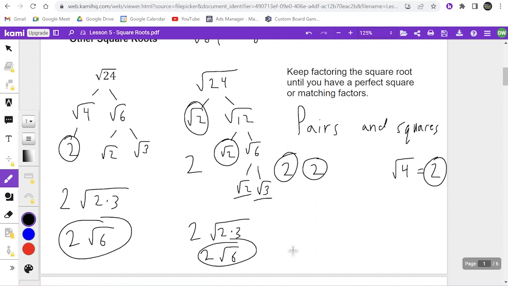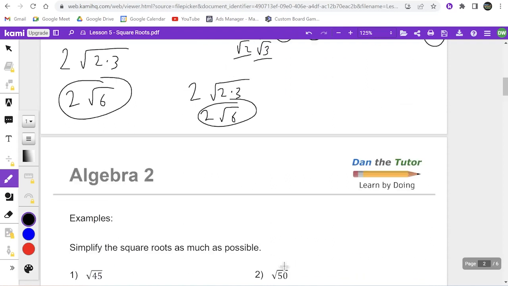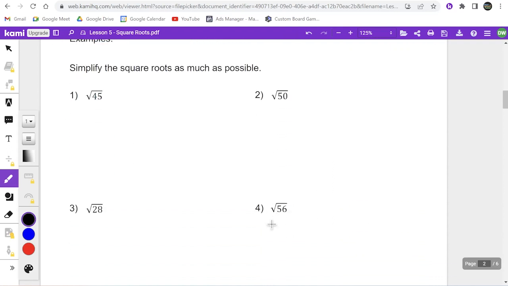No? Okay. Well, then now we've got a bunch more of these to do on the next page. Let's go ahead and do them. I'm going to walk us through the first couple, and then after a few tries, I'm going to let you do it on your own. So let's start with 45.